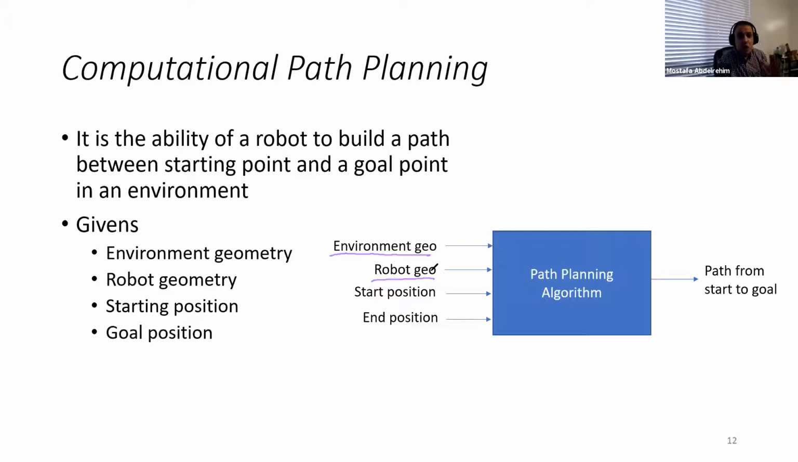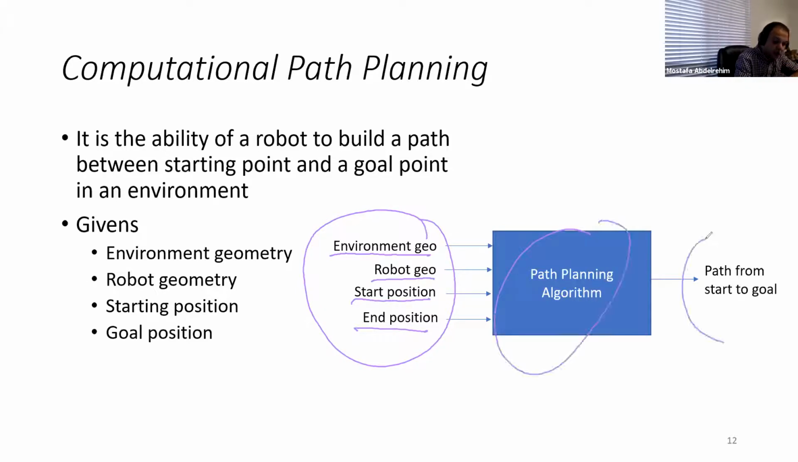But for now, the environment geometry is important, the robot geometry is important, and of course the starting position and the end position. Based on these 4 inputs, the path planning algorithm will determine for us a path from the start to the goal.